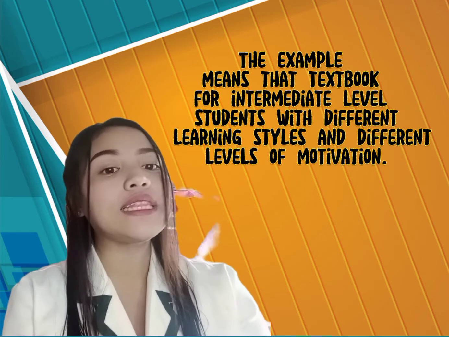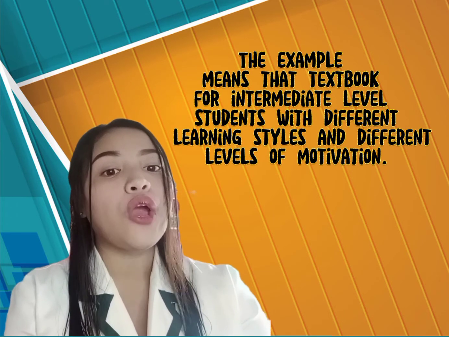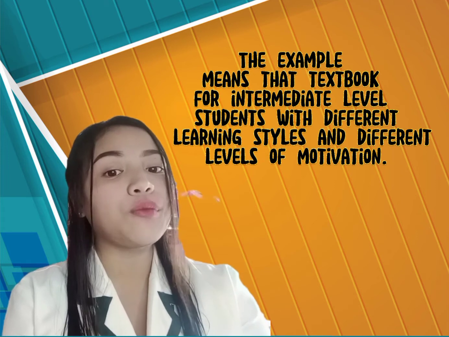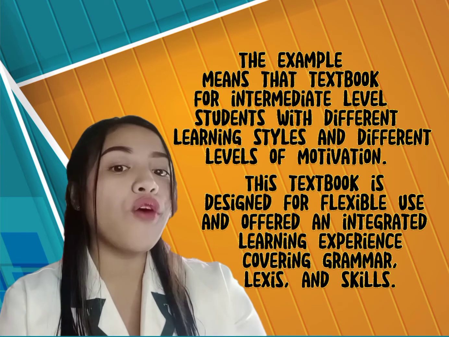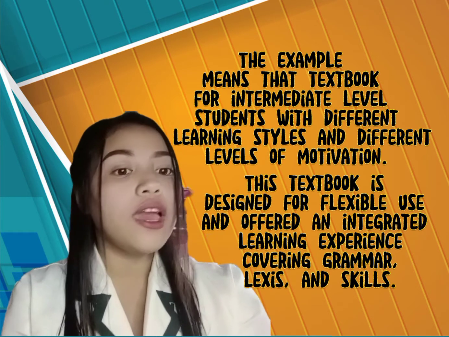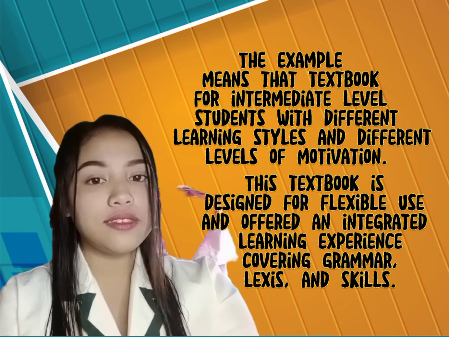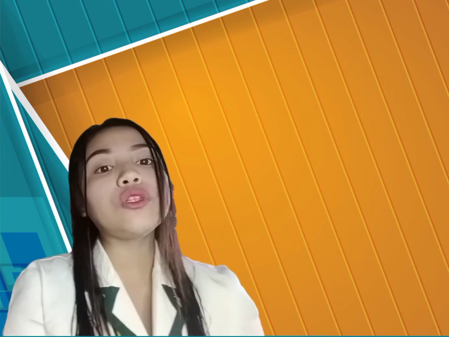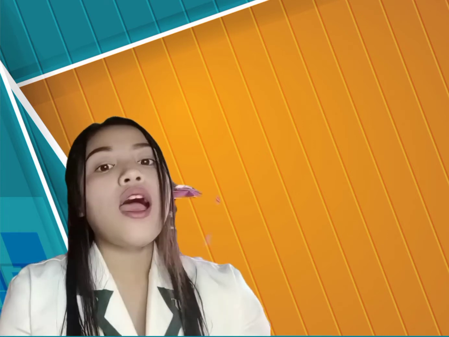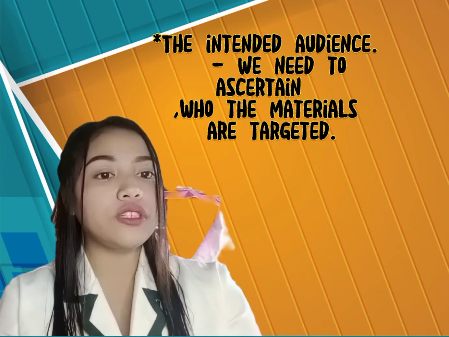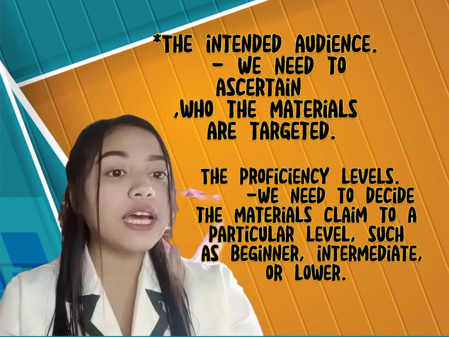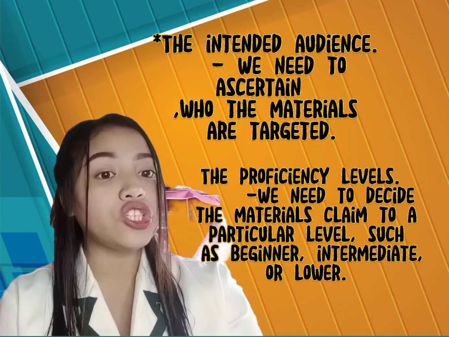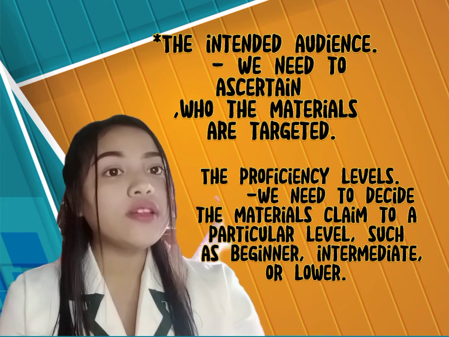So the example means that the textbook is for intermediate level students with different learning styles and different levels of motivation. This textbook is designed for flexible use and offers an integrated learning experience covering grammar, lexis, and skills. From the example of description and introduction, we can conclude several points as follows. The intended audience: we need to ascertain who the materials are targeted at, and the proficiency level. We need to decide if the materials are claimed for a particular level, such as beginner, intermediate, or lower.